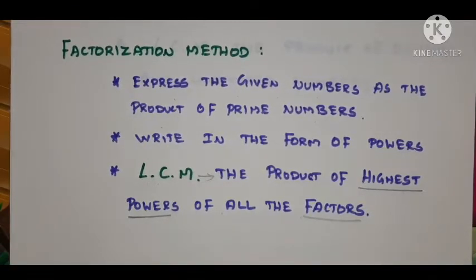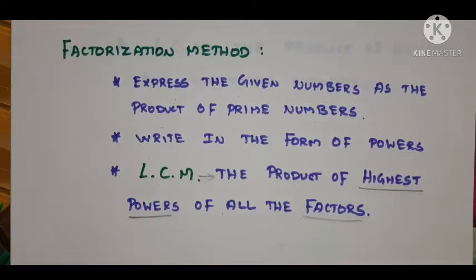That is very important, right? In HCF we saw the least powers, but here we are focusing on the highest power of all the factors of the given numbers, whereas there we looked at the common factors. Hope you can follow the steps. The first step is to express the given numbers as a product of prime factors. The second one is to write in the form of powers.